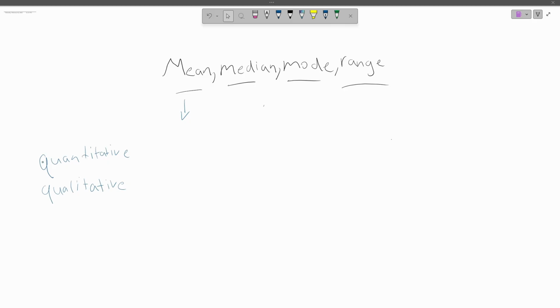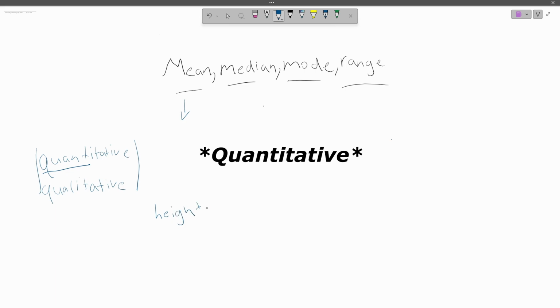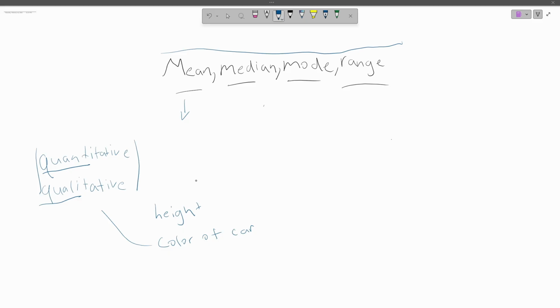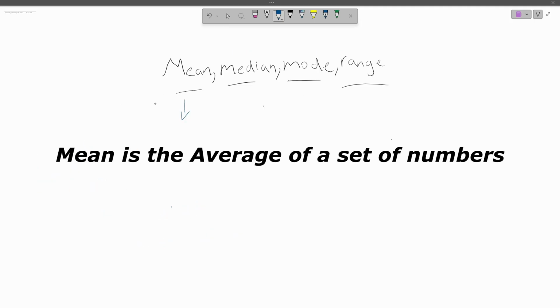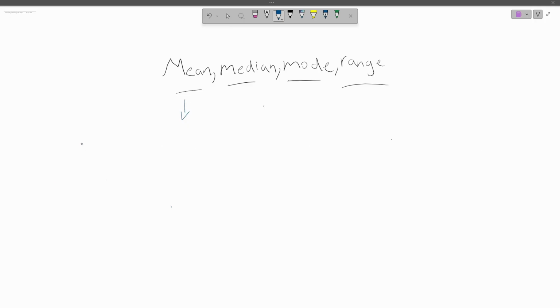I'll be making a separate video for quantitative versus qualitative data, but in simple terms, quantitative data, quant, is anything numbers. You could say someone's height is quantitative data. The color of a car would be qualitative data. Qualitative data is really anything that's describing an attribute. So with all of that being said, only quantitative data, for the most part, can have a mean, median, mode, and range. So with all of that being said, the mean is the average of the sum of all of our numbers in our data set, right?